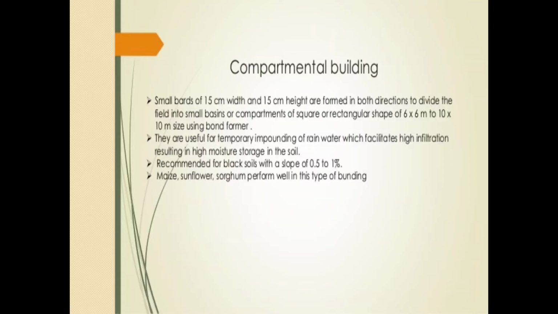Mostly this compartmental bunding is recommended for the black soil with a slope of 0.5 to 1%. For those soils having the slope of 0.5 to 1%, for that black soil this compartmental bunding is recommended. Then maize, sunflower, sorghum can perform well in this type of bunding. Mostly the compartmental bunding is useful in crops like maize, sunflower, sorghum, etc.